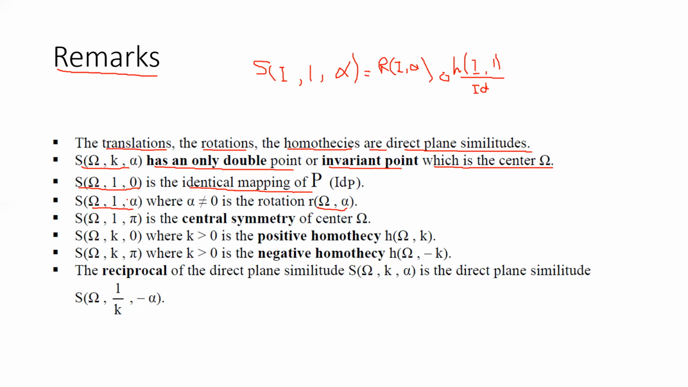Now, a similitude of center omega, ratio 1 and angle pi, we call it central symmetry with respect to omega. Central symmetry with respect to the center omega.